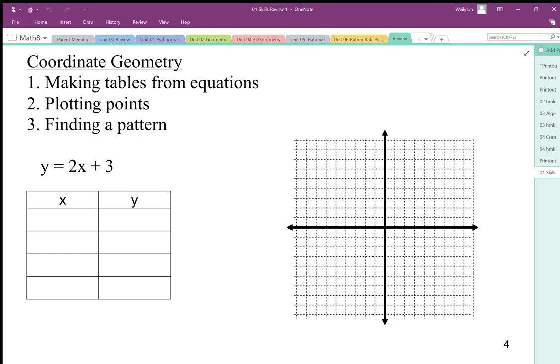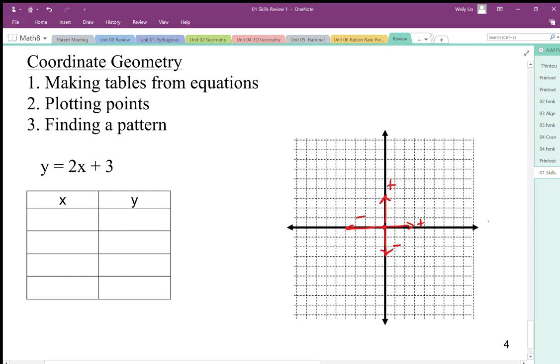Coordinate geometry: we need to make sure that we first of all understand the coordinate system. It is basically a horizontal number line where the middle is 0, to the right is positive, to the left is negative. We also have overlaid on top of that a vertical number line where the middle is 0. We go positive from the middle up, negative from the middle down. And so this is how the coordinate system works.